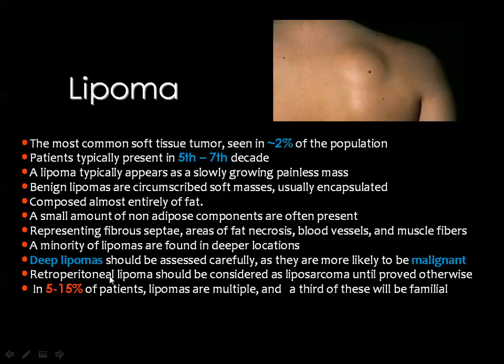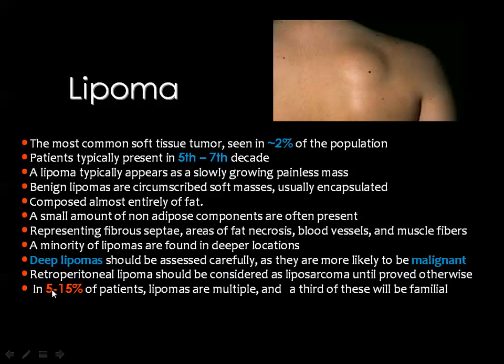Retroperitoneal lipoma is considered malignant until proved otherwise. There are 2 most common sites in the human body for liposarcoma, and these are the thigh and the retroperitoneum. So if you see a fatty mass in the thigh or in the retroperitoneum, then consider the possibility of liposarcoma and investigate this thoroughly to reach the final diagnosis.